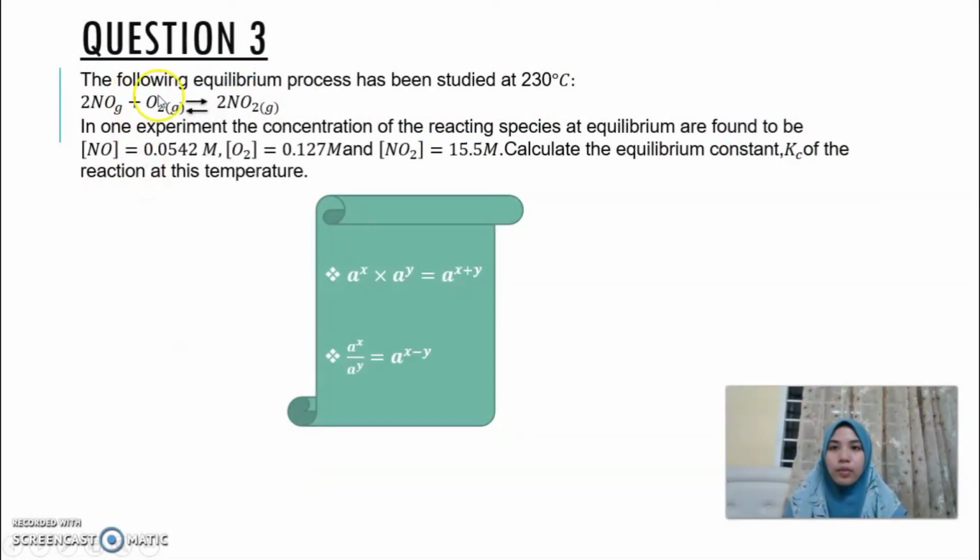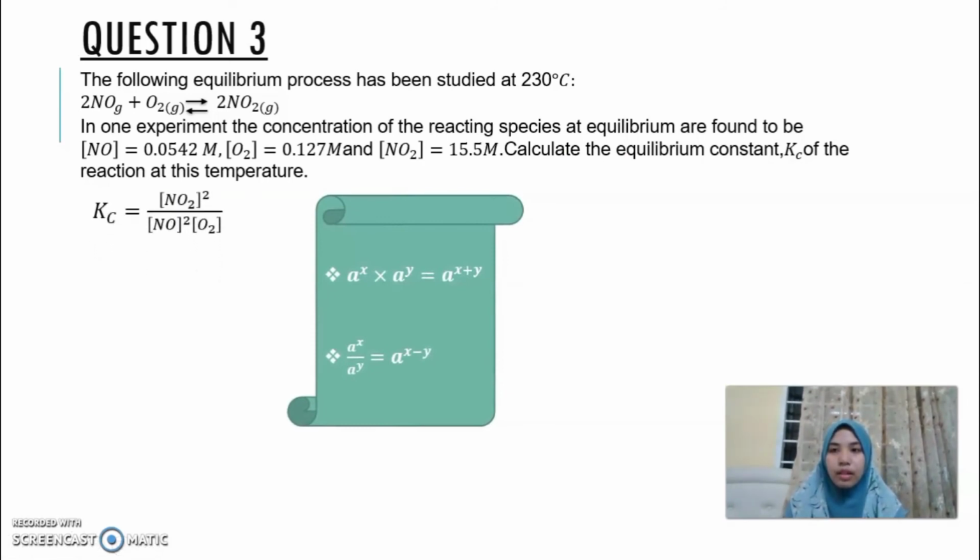Okay, question number 3. The following equilibrium process has been studied at 230 degrees Celsius: 2NO plus O2 in equilibrium with 2NO2. In one experiment, the concentrations of the reacting species at equilibrium are found to be NO equal to 0.0542 M, O2 equal to 0.127 M, and NO2 equal to 15.5 M. Calculate the equilibrium constant Kc of the reaction at this temperature.